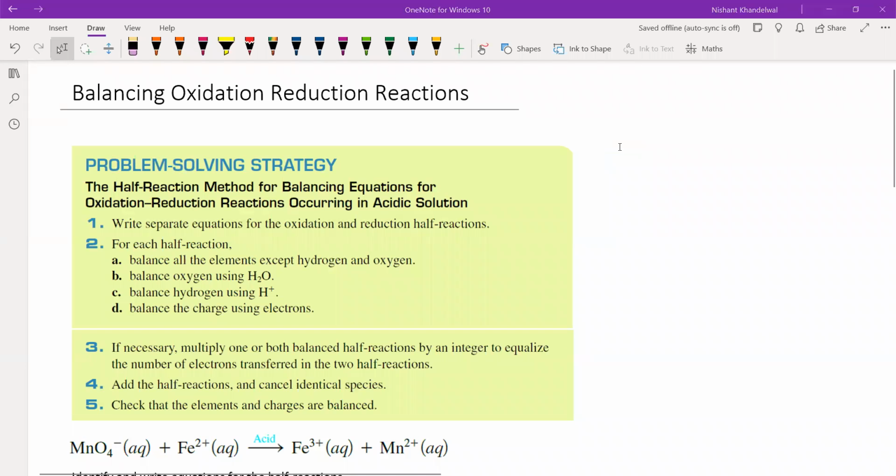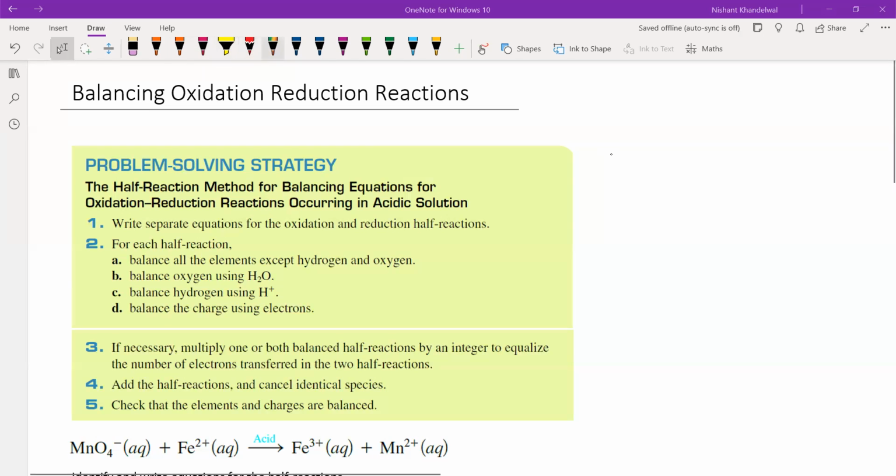Hello students, today in this video we are going to learn about balancing oxidation reduction reactions. Oxidation reduction reactions are also known as redox reactions, in which oxidation and reduction both take place simultaneously. There are some steps we need to follow to balance these equations.